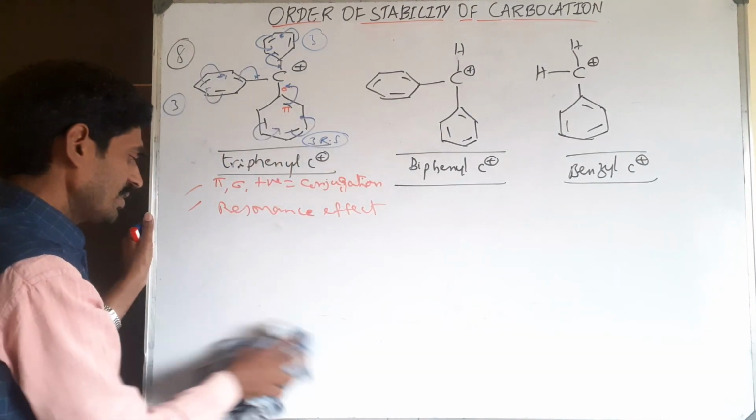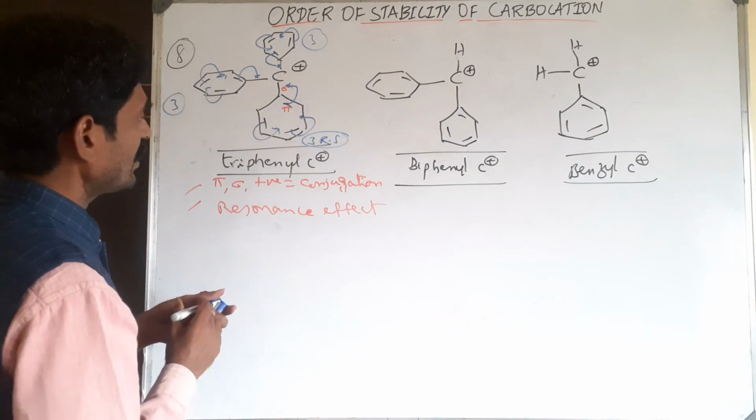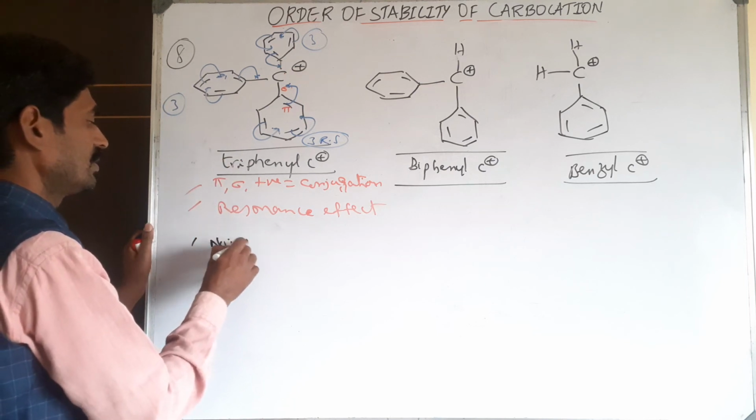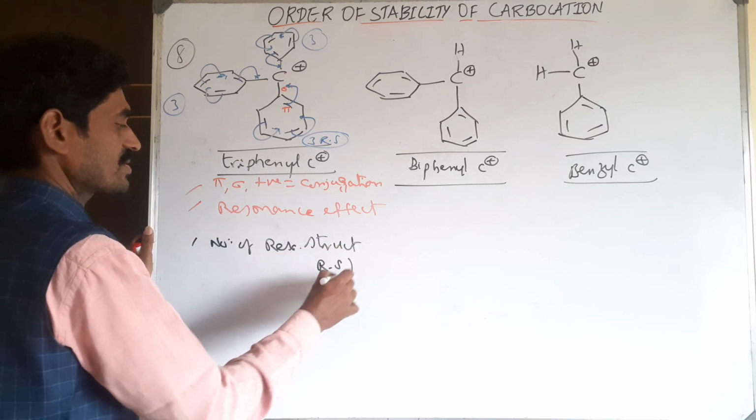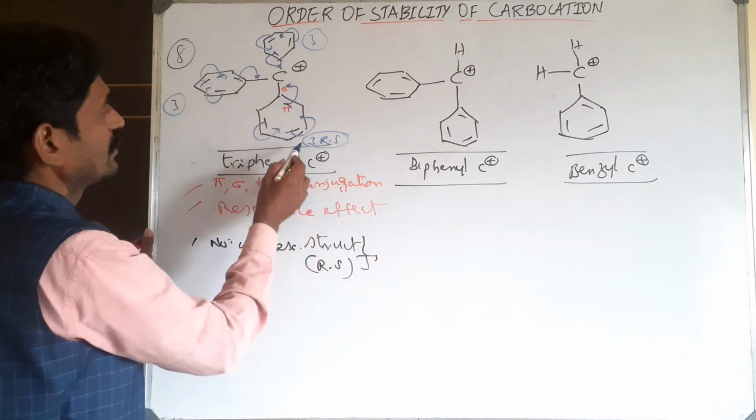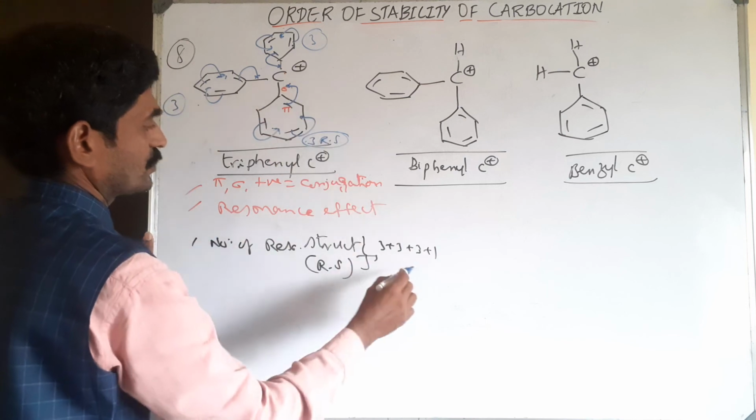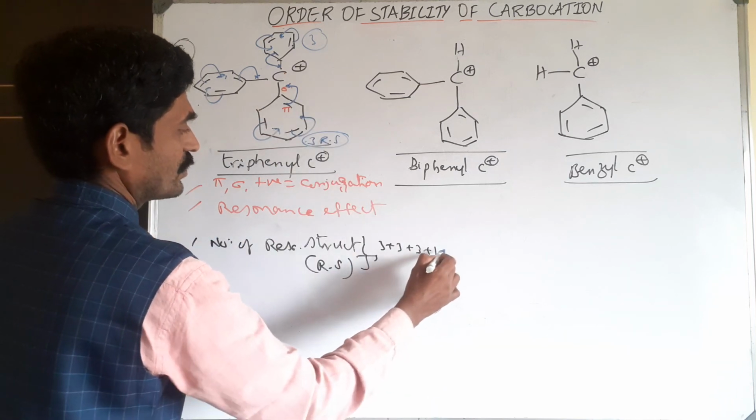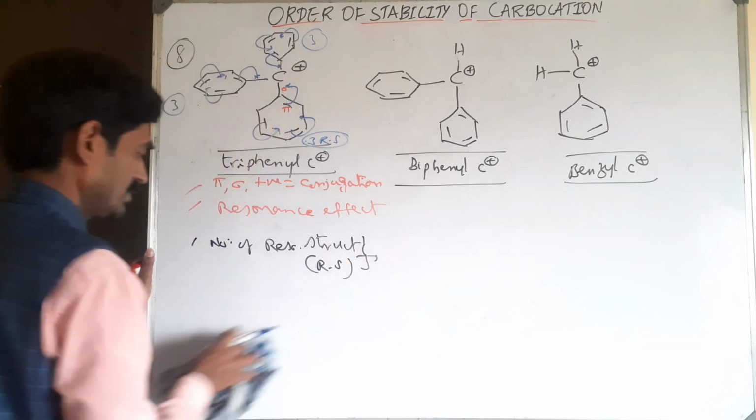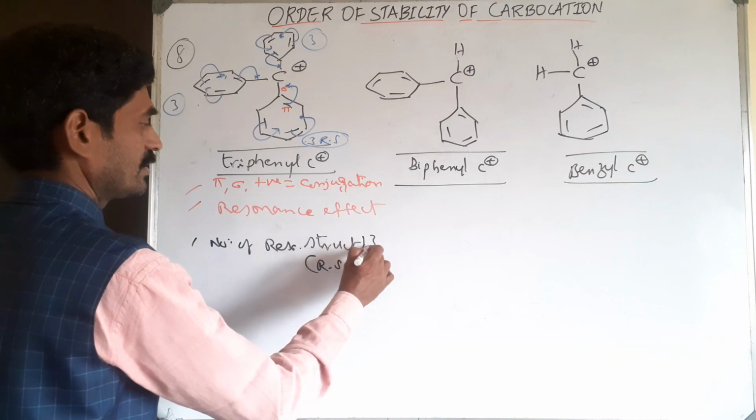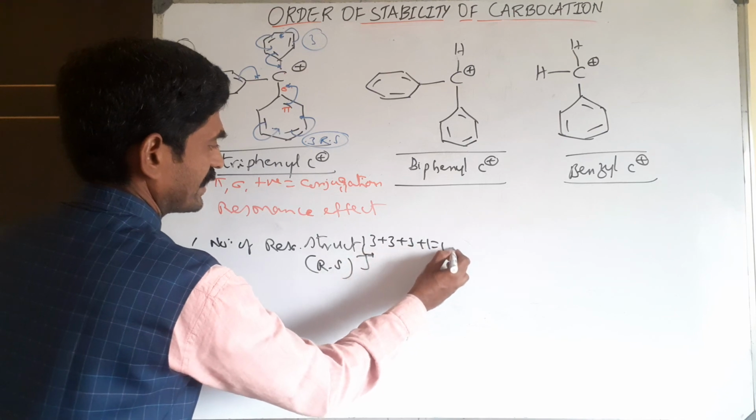The stability of a carbocation depends on the number of resonance structures. So this compound can form how many resonance structures? There is 3 plus 3 plus 3, plus 1 in the beginning. So totally how many? You get 10. So 10 resonance structures you get from this one. Right? Got it? 3 plus 3 plus 3 plus 1, totally 10 you will get.